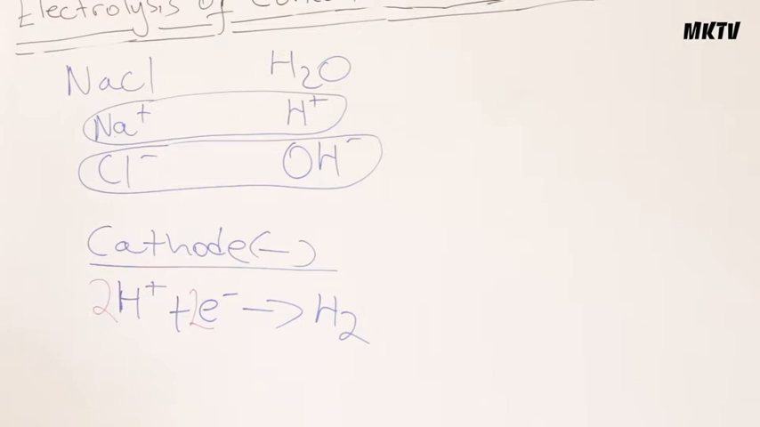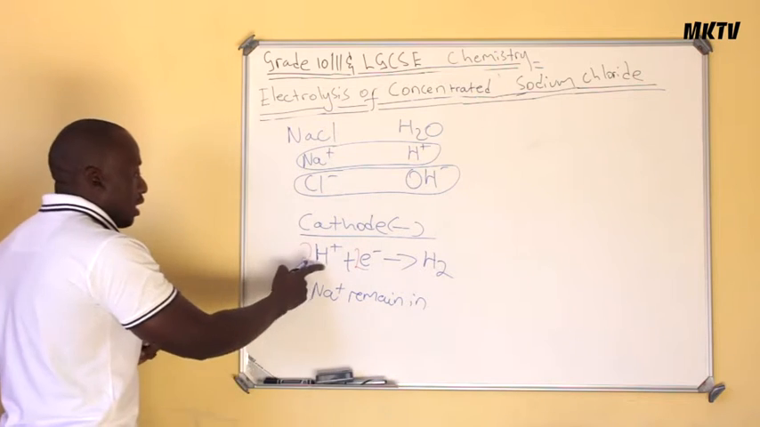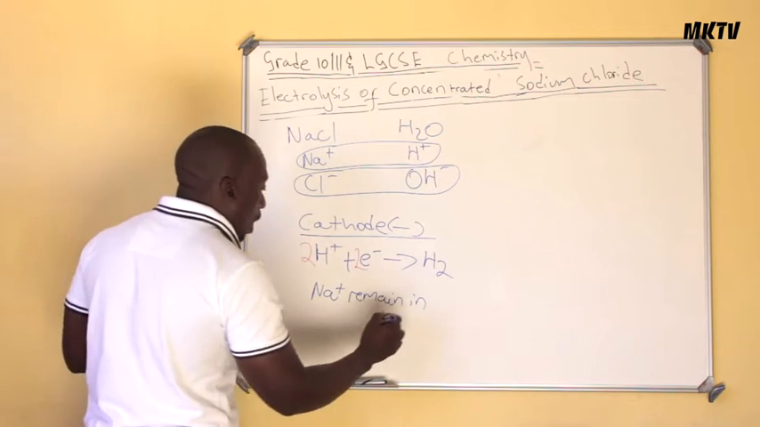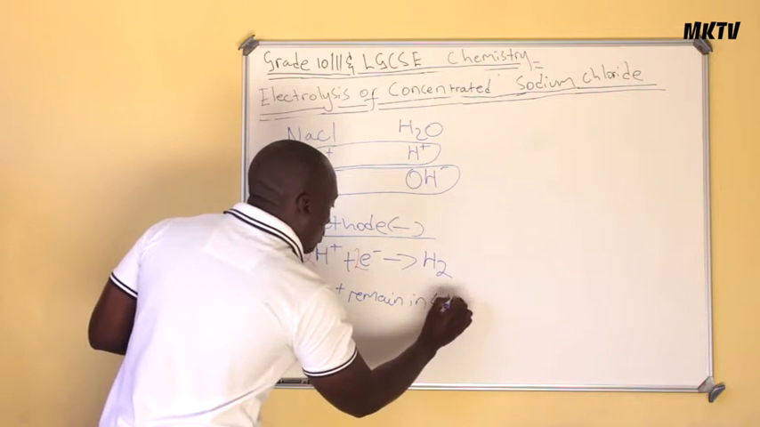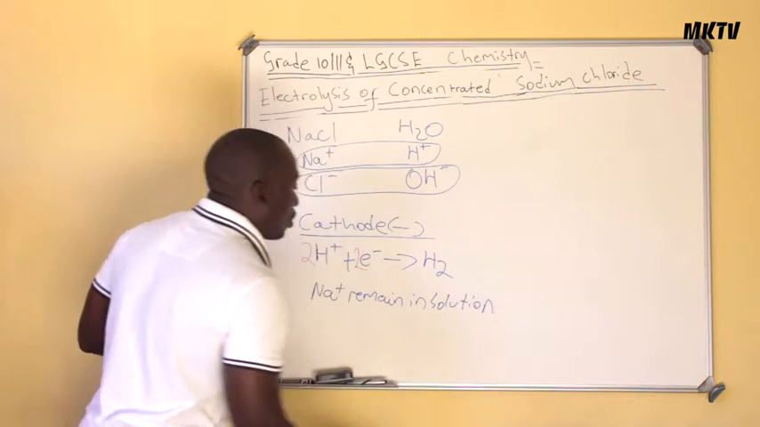So now, the sodium ions are going to remain in solution, because the hydrogen ions are the ones that are going to be given up at the cathode. The sodium ions are going to remain in solution.